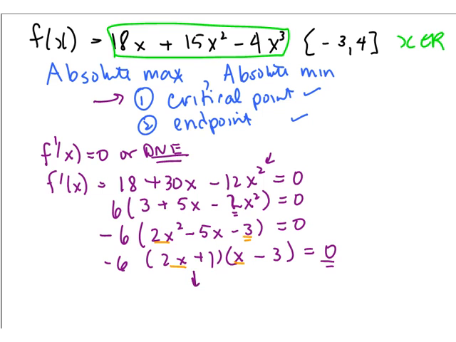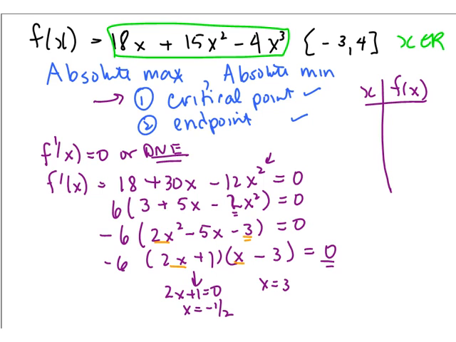And now I'm figuring out where it is equal to 0. One place is where 2x plus 1 equals 0, which means x equals negative a half. And the other spot is when x equals 3. So those are my two critical points. Now I have to check that along with my endpoints to figure out what is the absolute lowest. So I'm going to do that by making a small table of values and checking out each of these points. So negative a half, 3, and the two endpoints, negative 3 and positive 4.